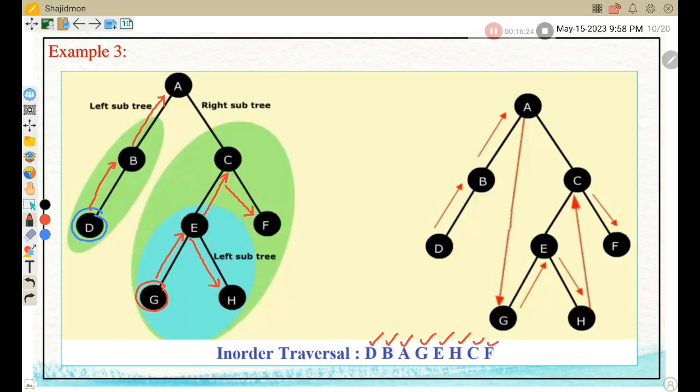Hope you understood how we are visiting these. Starting from the left subtree, then we go to B. From B we go to the main root vertex. After A we go to the left part again, the left part of the right subtree. So G, then the root, then the right. After that again the root, C, then we go to the right vertex here. So this traversal we call the in-order traversal through a tree.